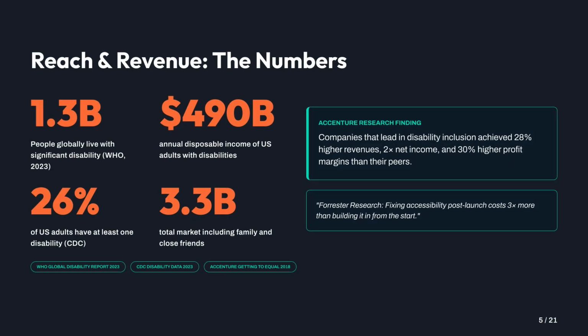Reach and revenue, the numbers. Let's put numbers to it. 1.3 billion people live with disability globally, representing $490 billion in disposable income in the US alone. And Accenture found that companies leading in disability inclusion see 28% higher revenue. Fixing accessibility later costs 3 times more than building it in.